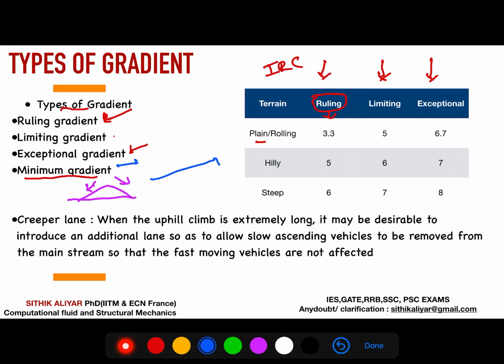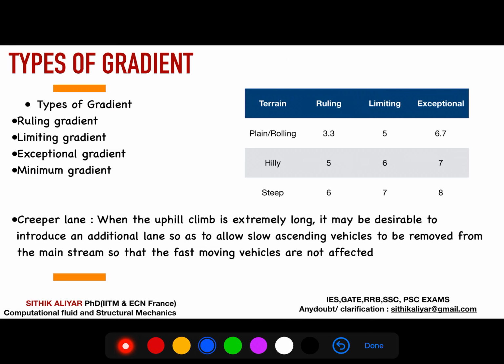If the road is straight, I hope you can remember, the water will stay. So I have to provide a minimum gradient so that in the longitudinal, in the length direction, I will have some sort of drainage, so the water will go towards the drain hole, or it will reach the particular location where it can reach the camber and go out. So that is the minimum gradient. It is also provided for drainage in the longitudinal direction. These are the 4 types of gradient terms we should know. And there is something called creeper lane.